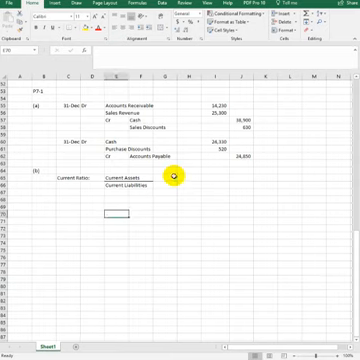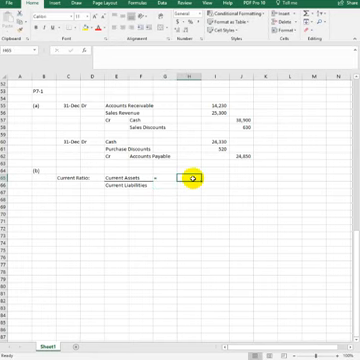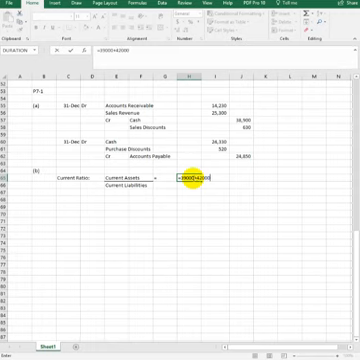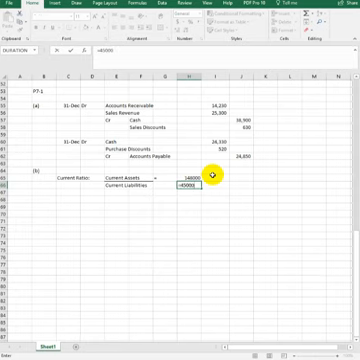So if we add those up, we can put an equal sign there. Just an equal sign. Enter. There we go. So the current assets, we add them all up. Works out to 39,000 plus 42,000 plus 67,000. And that will be divided by current liabilities, which are 45,000 plus 14,200.